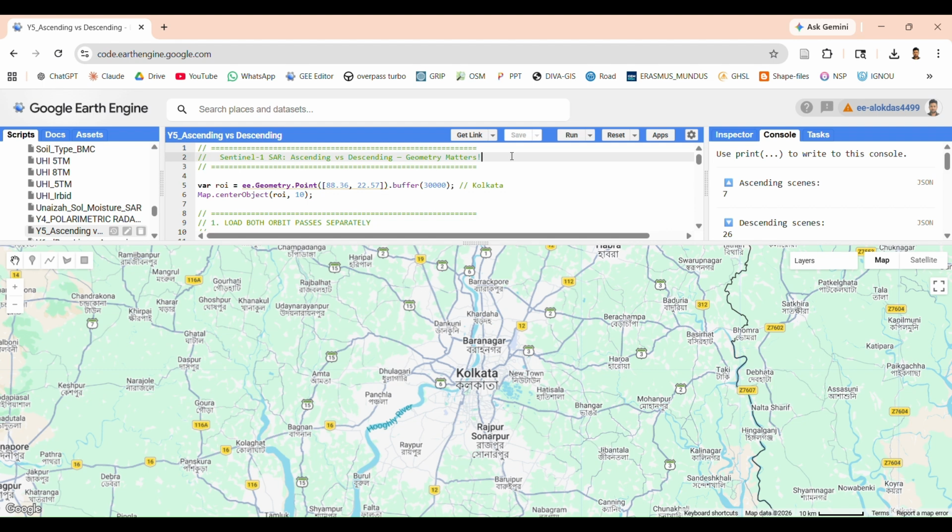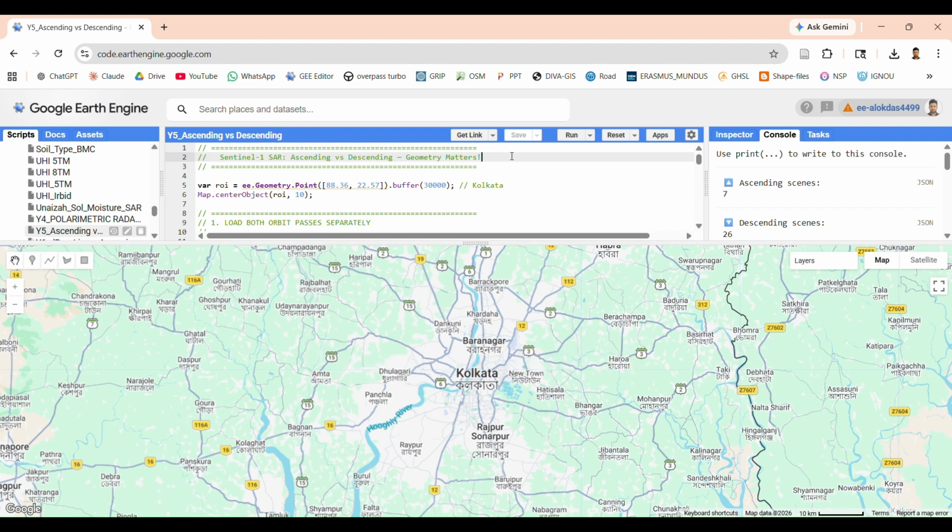correctly. So first, we define our region of interest around Kolkata using a 30 kilometer buffer. And then we center the map so that the entire study area is clearly visible. Next, we load Sentinel-1 data. But here comes the key idea. We separate the data set into two different orbit passes: ascending and descending.